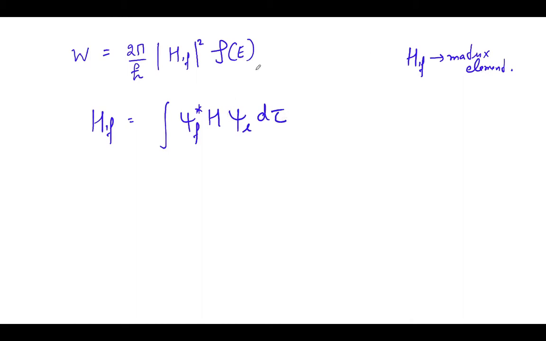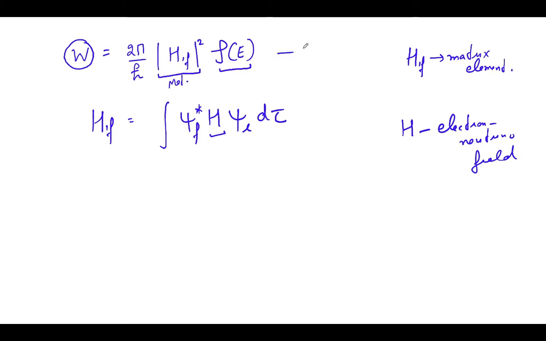So, in order to find the transition probability, we need to derive these two expressions. We need to find this matrix element, and we need to find the density of states for the type of interaction which we are studying. This matrix element is dependent upon this function H, which Fermi has considered. Generally it is known as the electron neutrino field. So let us say this is our equation number 1, this is equation number 2.